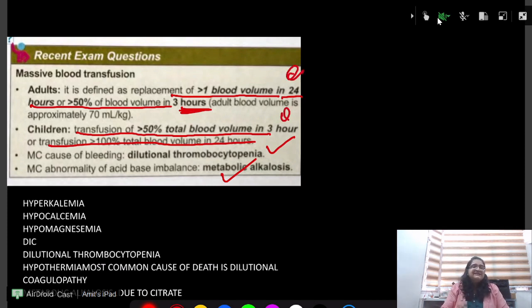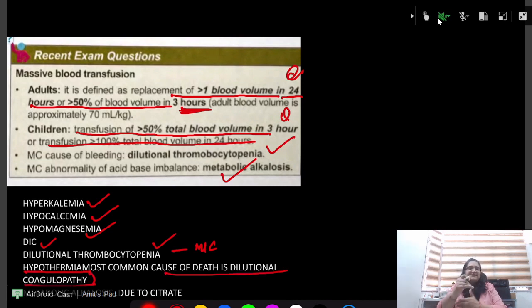Next, what do you see when you get massive transfusion? We see hyperkalemia, hypocalcemia, hypomagnesemia, DIC, dilutional thrombocytopenia. This is the most common cause of death. Then hypothermia, and the most common cause of death is dilutional coagulopathy, DIC, which leads to thrombocytopenia. Right, so please remember. And metabolic alkalosis, which may occur due to citrate which has been added into the blood.